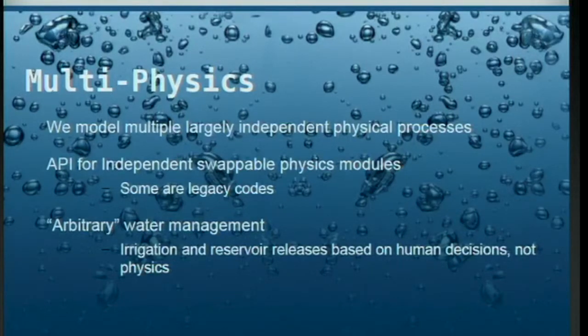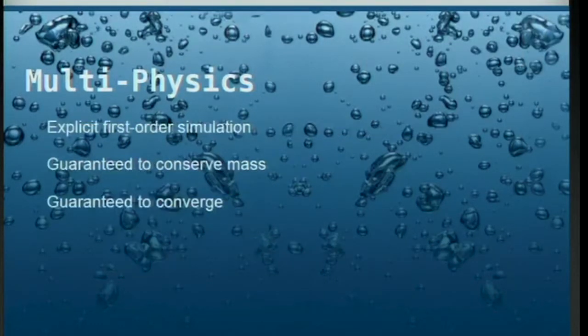And there's another interesting wrinkle, which is that part of our simulation is water management, which is based on decisions made by people and not on physics. And so it's been interesting to integrate that into a physics simulation. Our simulation is an explicit first-order simulation. It's not the most sophisticated numerical method, but we do worry about converging and conserving mass, and it also makes it a lot easier to have these independent swappable modules. It makes the API pretty clean and direct.